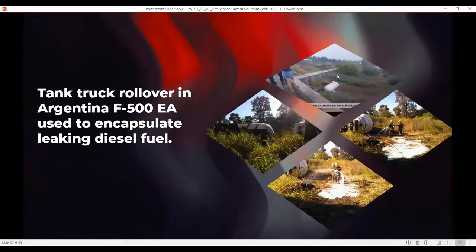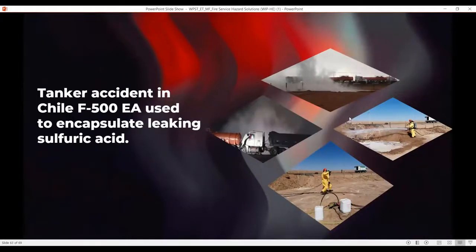This is in Argentina. This was a tanker that overturned, again, carrying sulfuric acid. They're treating that spill here the same way, neutralizing the acid without that exothermic reaction. I'm sorry, this was leaking diesel. The next one's another acid spill. So this was the diesel that spilled out of the tanker that they're encapsulating, the diesel fuel. This is that other tanker accident down in Chile.